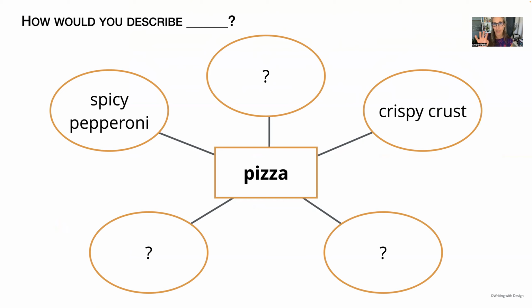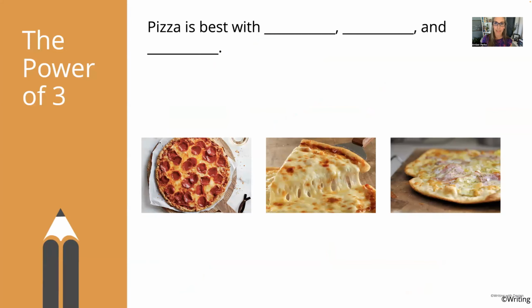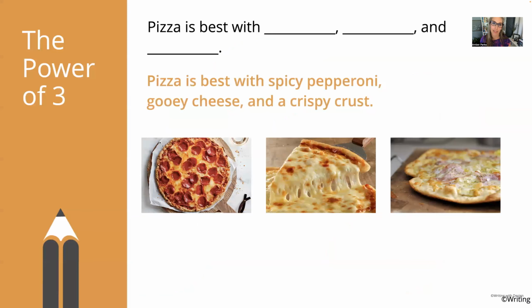And the goal here is to just jot them down in the bubbles with an adjective and a noun combination. Spicy being the adjective, pepperoni being the noun, crispy being the adjective, crust being the noun. And then you can see, here we go with our sentence. Pizza is best with spicy pepperoni, gooey cheese, and a crispy crust.